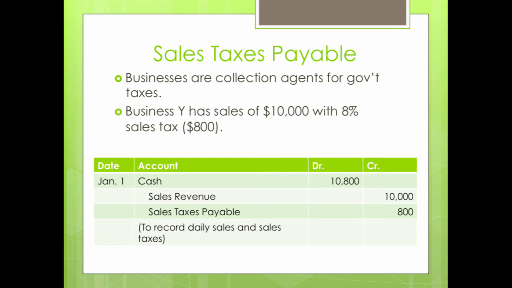So we record this by debiting our cash by $10,800 because we are going to be depositing the entire amount of the sales and the taxes into our cash account. And then we're going to credit sales revenue for $10,000 and credit sales taxes payable for $800. That's how you're going to differentiate what was money for your sales revenue and what money is separated for sales taxes. Okay? And that is to record daily sales and sales taxes.